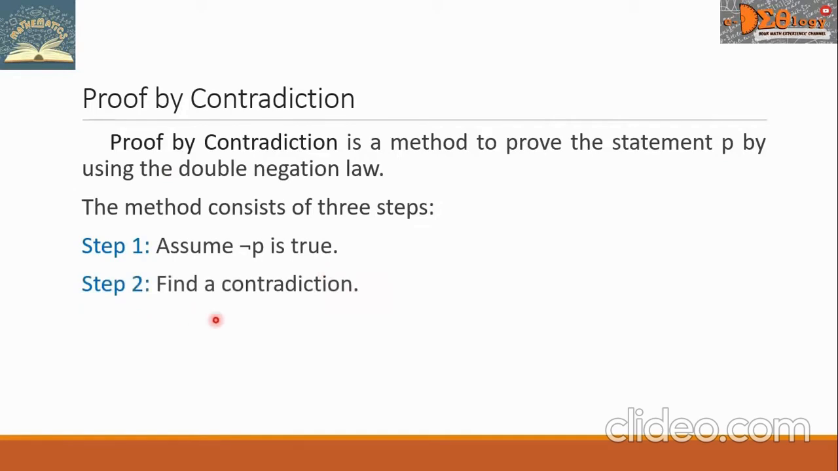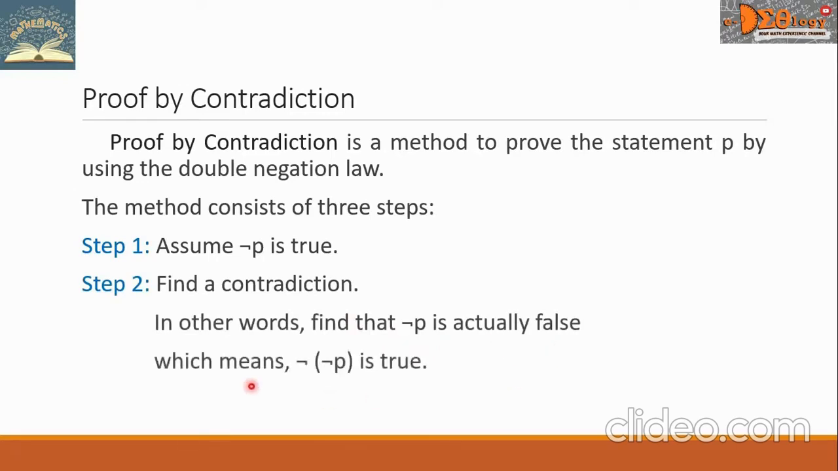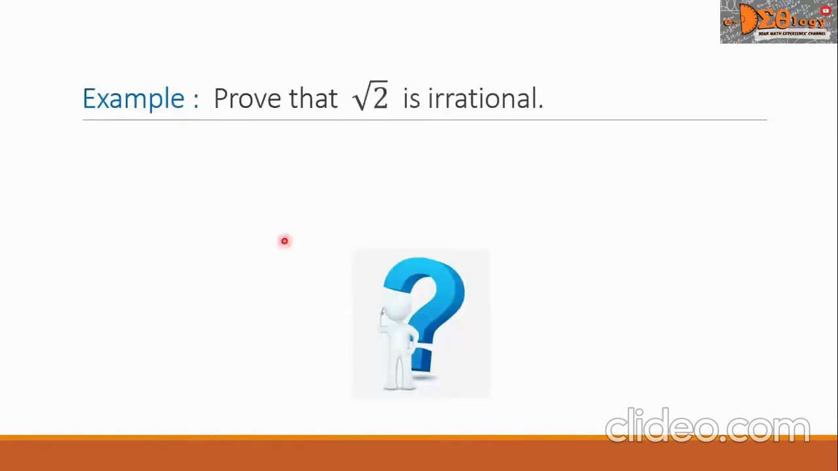Step 2, find a contradiction. In other words, find that not P is actually false, which means the negation of not P is true. Then step 3, conclude that P is true. That is, P is logically equivalent to the negation of not P. Let us see this example. Prove that square root of 2 is irrational.